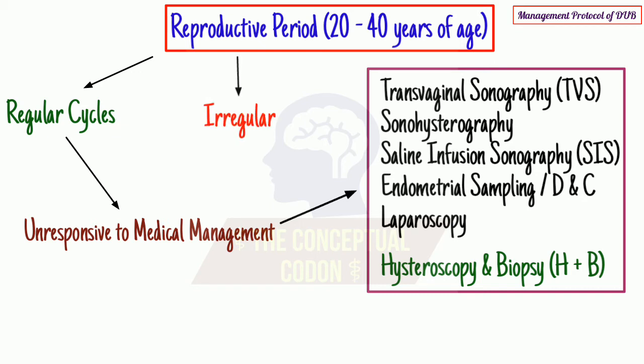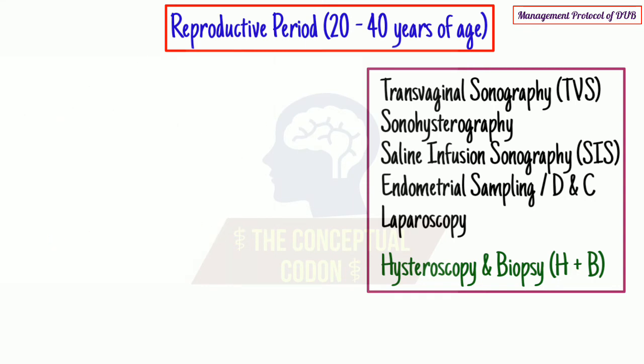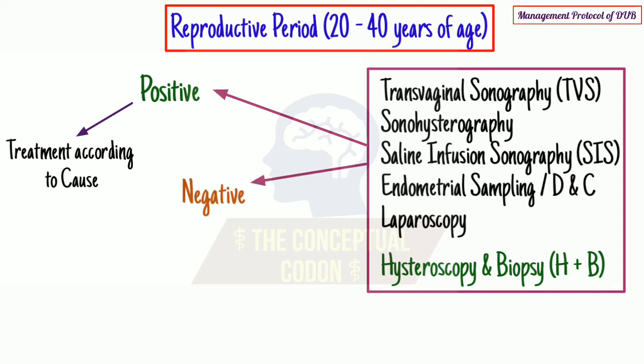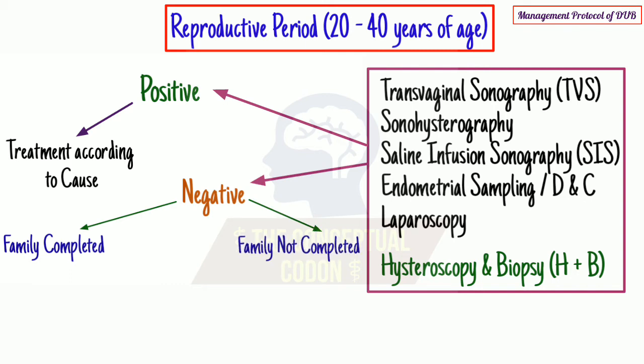If the cycles are irregular and excessive to start with, these investigations should be done immediately. Now the management protocol proceeds according to the results of these investigations. If a pathology is detected in those examinations, the treatment should be followed according to the cause or according to the pathology. But if the results of these investigations turn out to be negative, then we should see if the family is completed or the family is not completed.